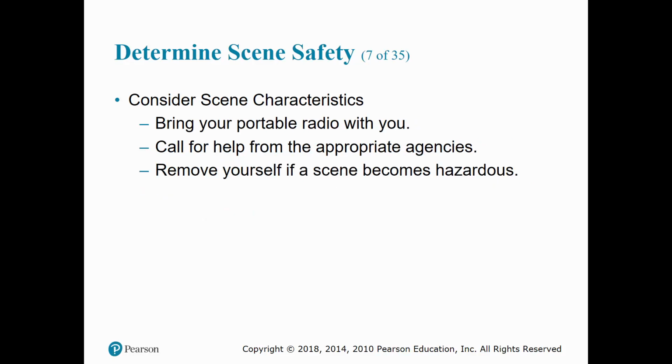Be sure to bring your portable radio with you when you leave the ambulance so that you can contact dispatch or medical direction from the scene for needed resources or advice. Call for help from the appropriate agencies, and if a scene is outside your area of training or expertise. And if a scene ever becomes hazardous, get out.